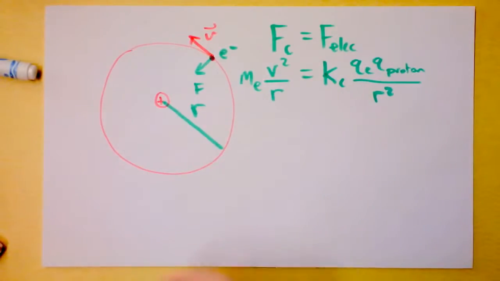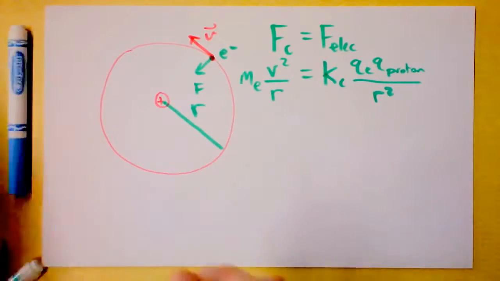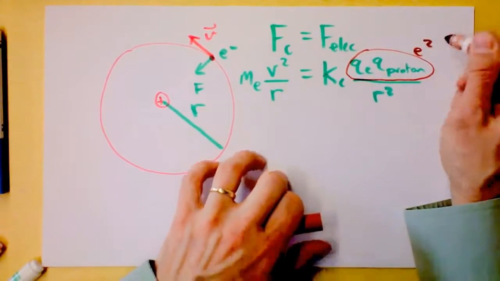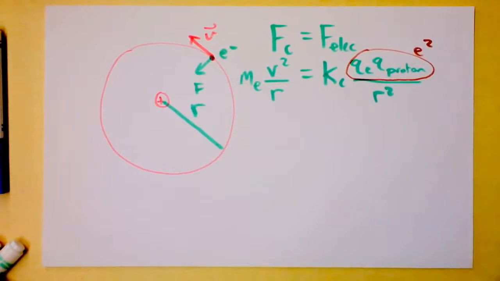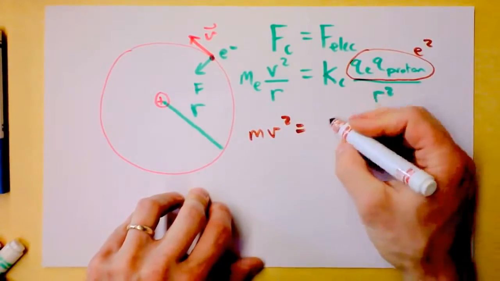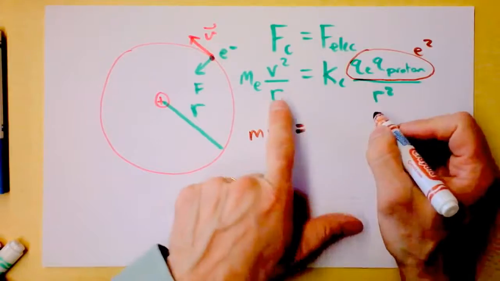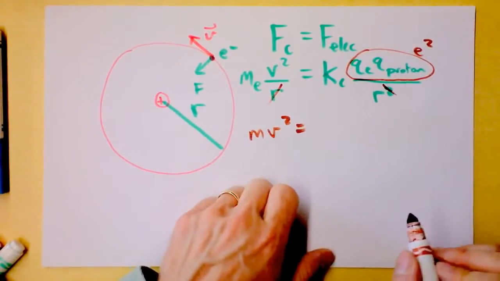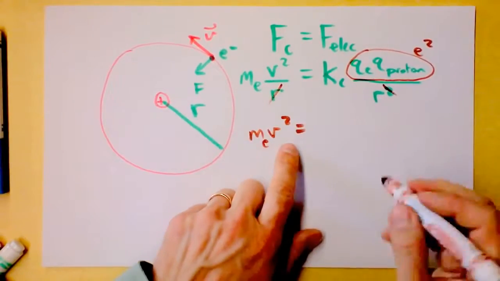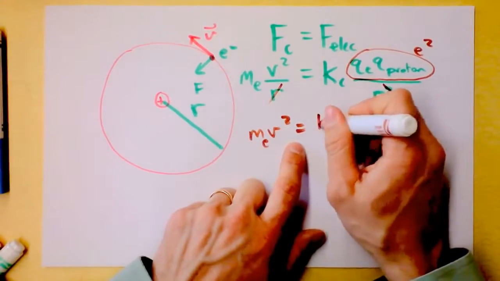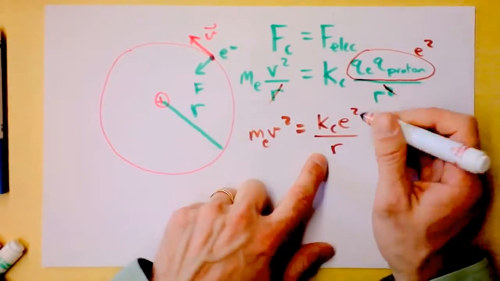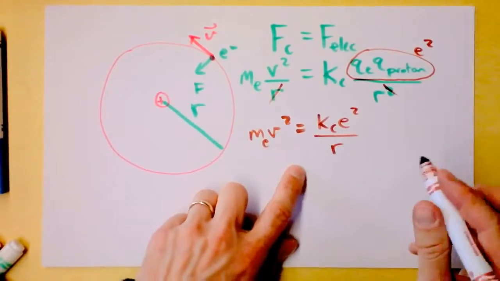Now, let's go brown. These guys are each the fundamental charge, so I can write that as e squared. And I'm going to solve this equation for m times v squared. So here we go. I can cancel out this and that, cancel out the square right there. And I'm just going to find, this is the mass of the electron, right? I'm going to find it equal to Kc times e squared over r. Is that right? Yeah, I think that's right.